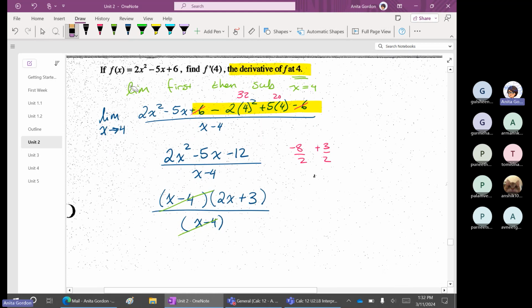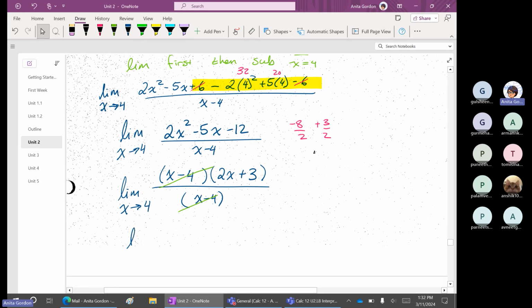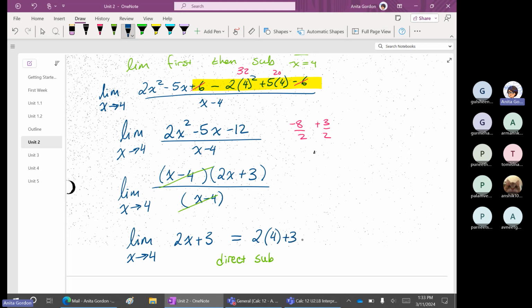And I shouldn't be writing equal signs here. I should be writing limit as x approaches 4. The limit as x approaches 4. Now, because we have it simplified to an equation with no denominator, therefore no violations, I could use direct substitution because I don't have to worry about a denominator. So this is going to equal, that's where my equal sign goes, 2 times 4 plus 3. So my slope is 11.